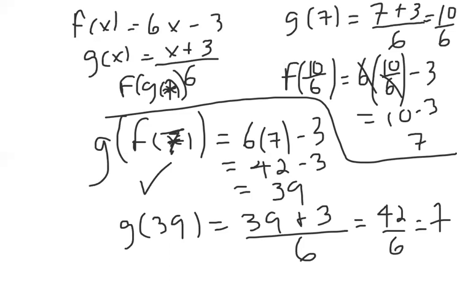Okay, so I guess what I'm not seeing is how I did it and how you did it, where it was 10 over 6 and all that.